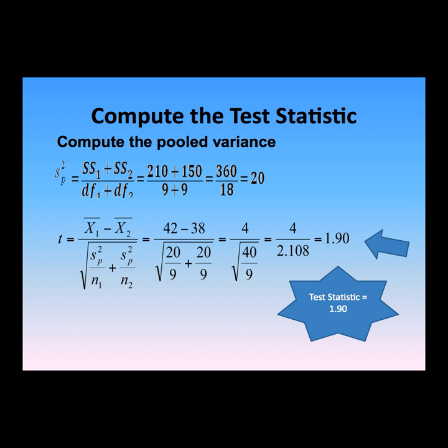The test statistic is found by taking 42 minus 38, the two group means, divided by the square root of 20 over 9 plus 20 over 9, yielding a test statistic of 1.90.